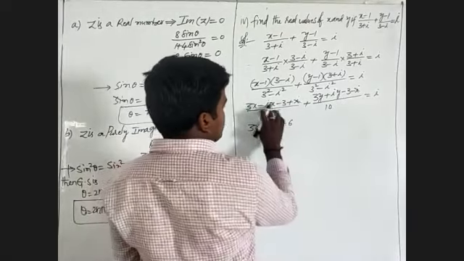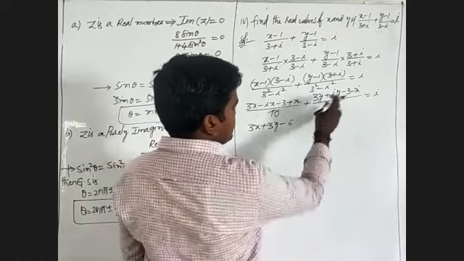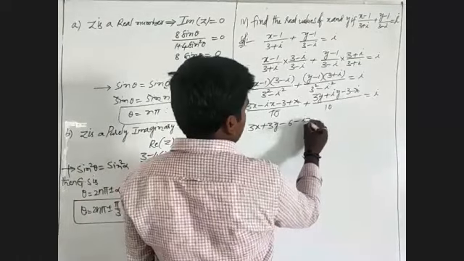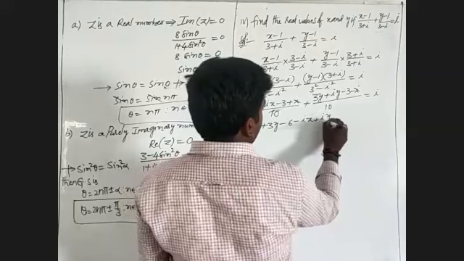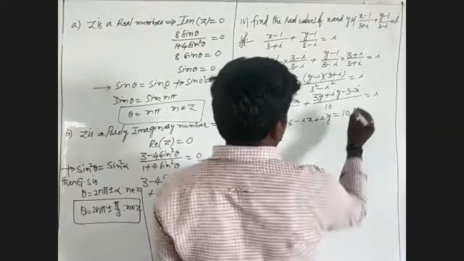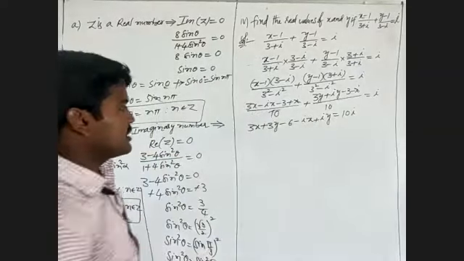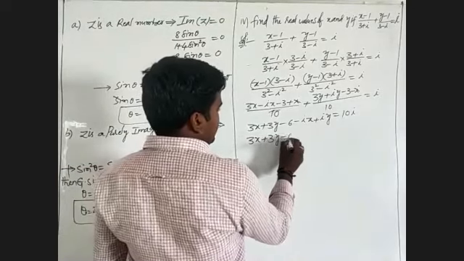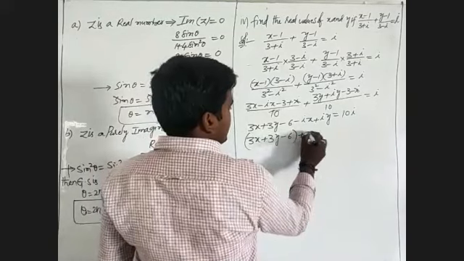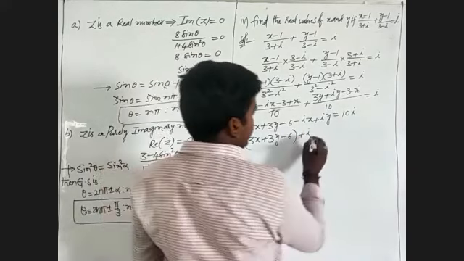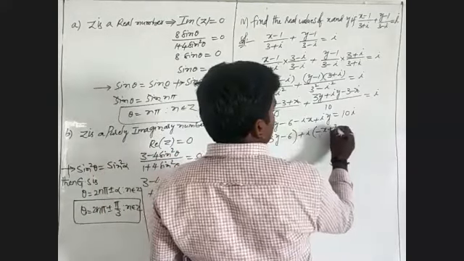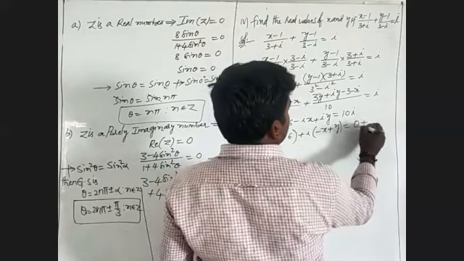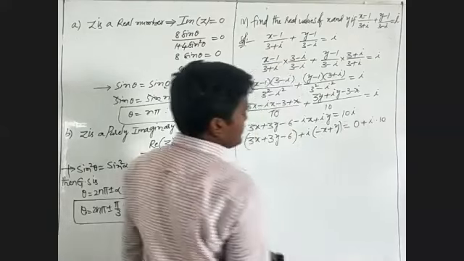After that I will write minus ix plus iy is equal to 10 into i, which will become 10i. That means 3x plus 3y minus 6 plus i will be common. Remaining is minus x plus y, that must be equal to 0 plus i into 10.